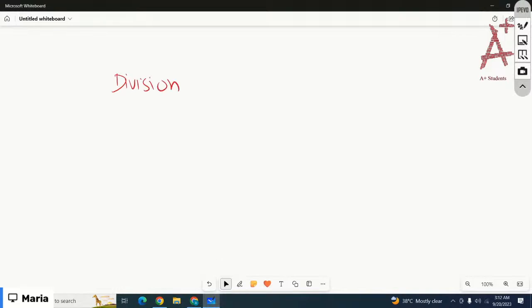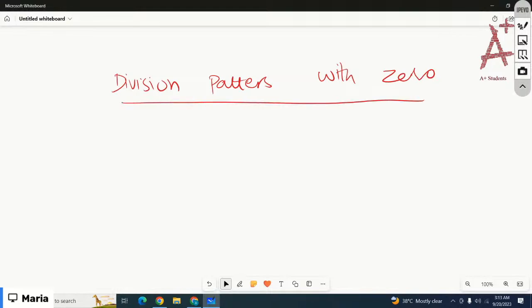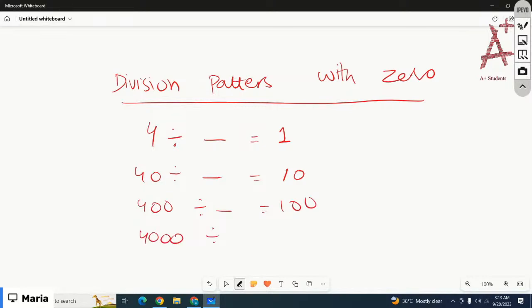Division patterns with zero, right? So how do we divide the numbers with zeros, right? So for example, you have a pattern like this. 4 divided by what number equals 1? 40 divided by what number equals 10? 400 divided by what number equals 100? And these are the patterns actually, right? 4000 divided by what number equals 1000, right?